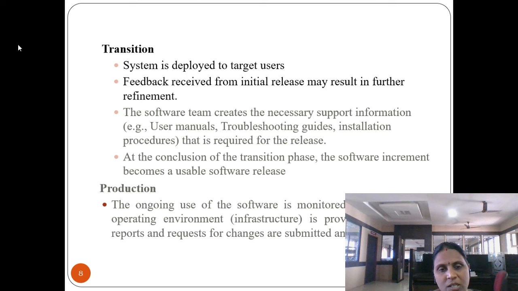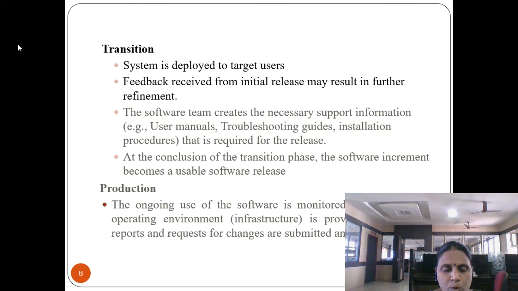The last is the transition. Transition is nothing but giving the product delivery to the customer. The system is deployed to the target users. Feedback received from the initial release may result in further refinement. The software team creates the necessary support information, that is, user manual, troubleshooting guides and installation process, required for the release. At the conclusion of the transition phase, the software requirement becomes a usable software release.